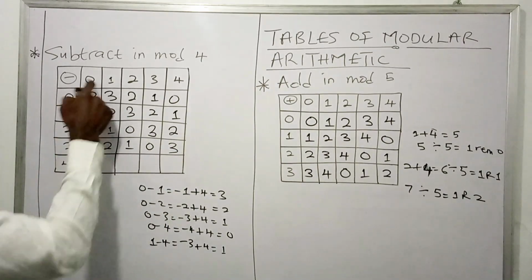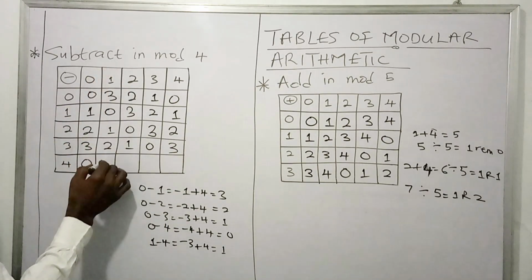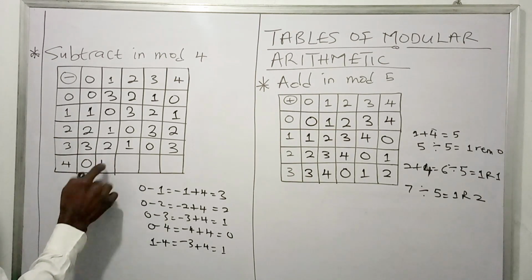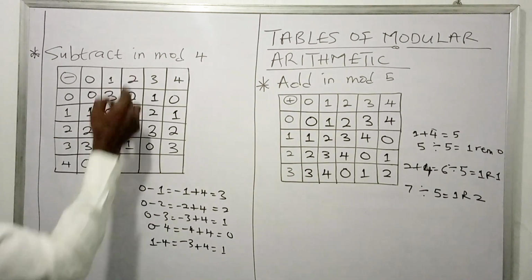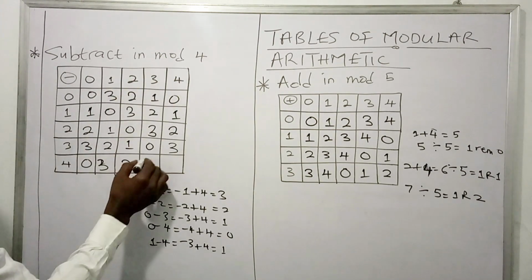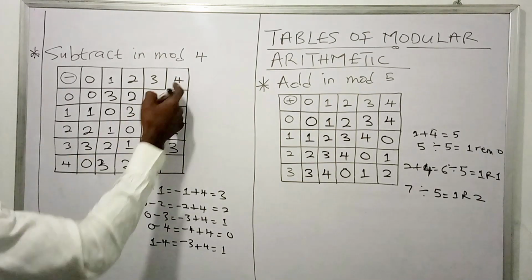Then 4 minus 0 is 4. 4 minus 1, that will give us 3. 4 minus 2, that's 2. 4 minus 3, that is 1. 4 minus 4, that's 0.